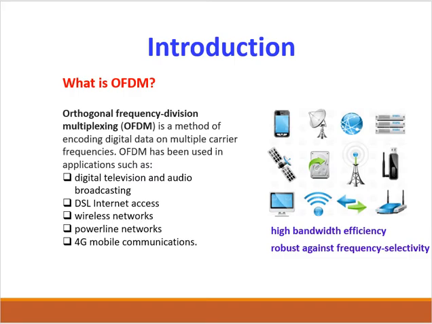Orthogonal frequency division multiplexing, or OFDM, has been used widely in modern wireless communication due to its high bandwidth efficiency and robustness against frequency selective fading. OFDM has been used in applications such as DSL, wireless networks, and 4G mobile communications.